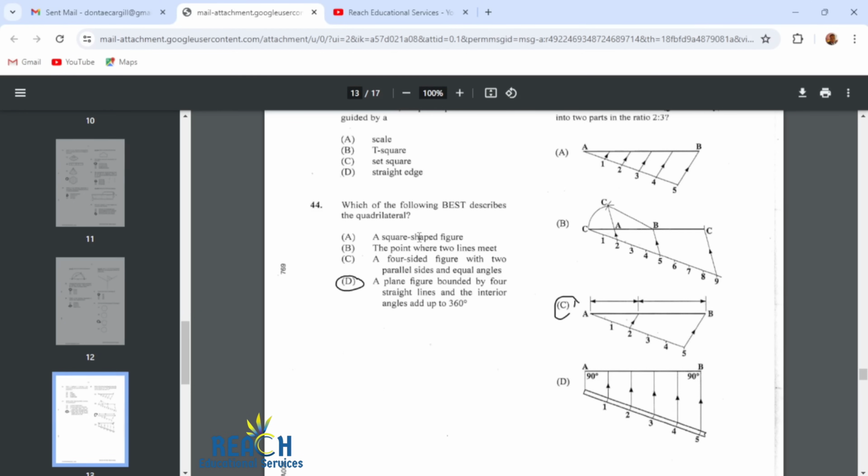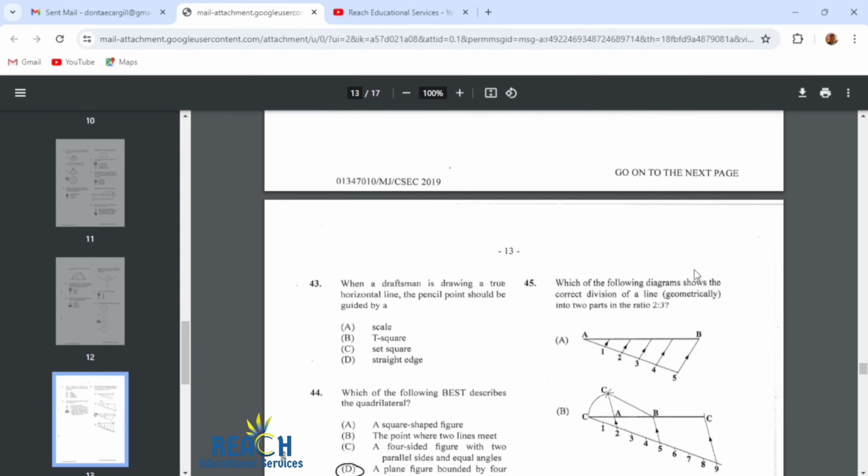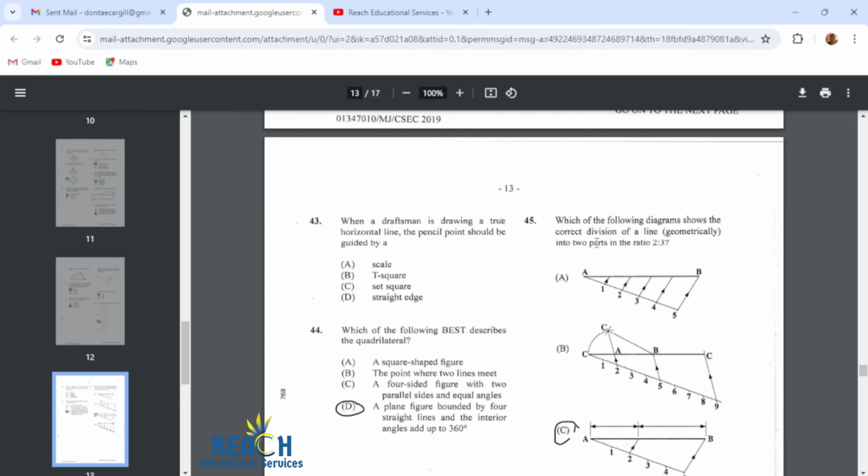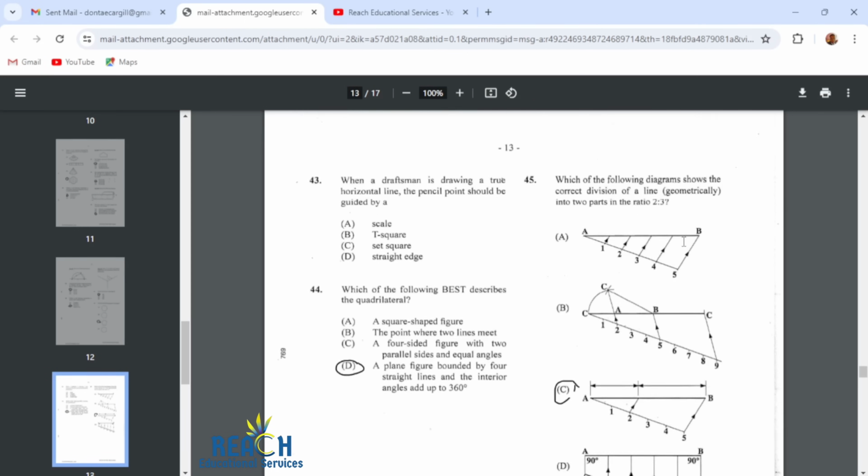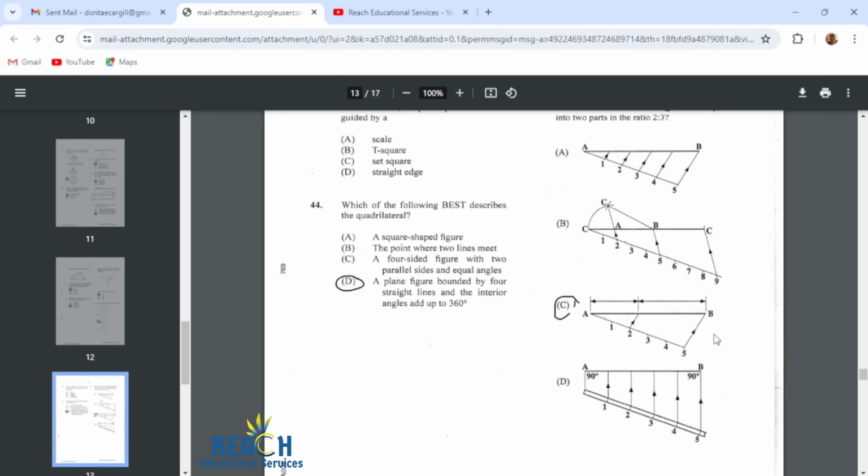44. Which of the following best describes the quadrilateral? That would be a plane figure bounded by 4 straight lines and the interior angles add up to 360 degrees. Item 45. Which of the following diagrams shows the correct division of a line? And that would be C. So it shows how we are dividing that into a ratio of 2 to 3.